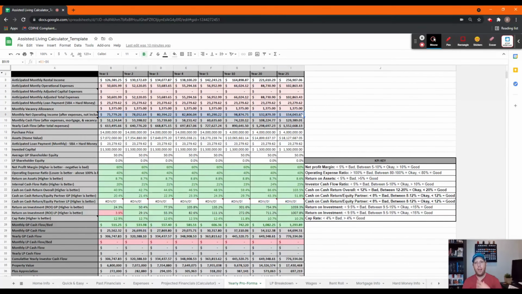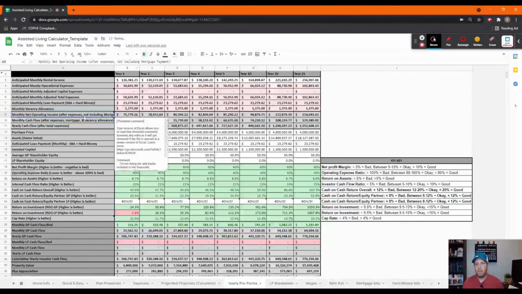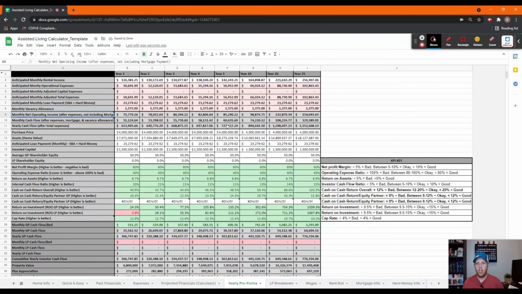So we talked about NOI in a previous video, that net operating income. But you're going to notice here that this NOI number is after expenses, but not including the mortgage. So it's taking out that debt service payment. Okay. This is going to be your monthly cash flow after expenses, the mortgage, and the vacancy allowance.